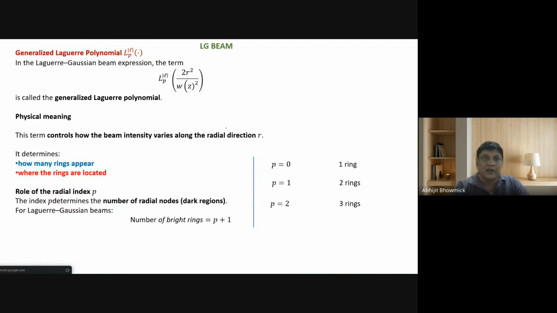This Laguerre polynomial tells about the intensity distribution along the propagation direction Z as well as the radial direction R, where P is the radial index. From P you will know how many rings are there. The total number of rings is P plus 1. If P is 0, there will be 1 ring. If P is 1, there are 2 rings. If P is 2, there are 3 rings.